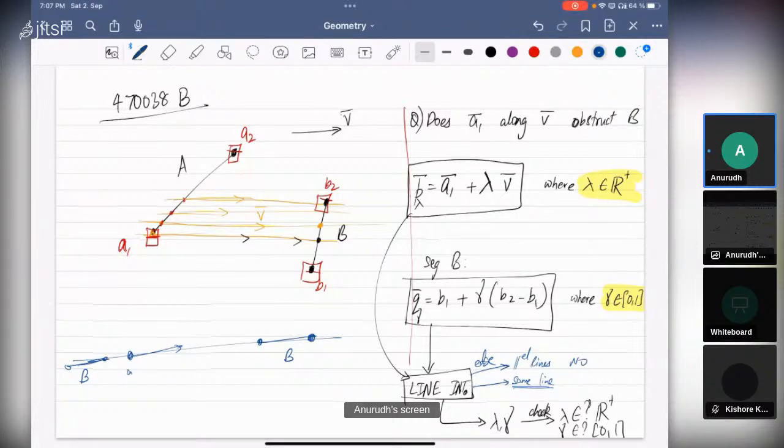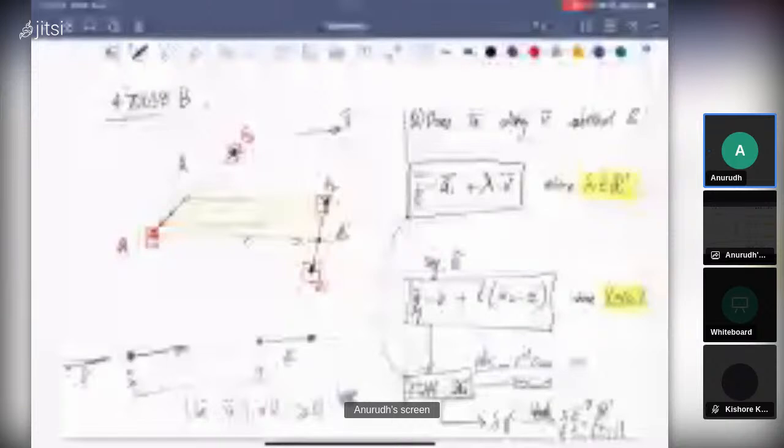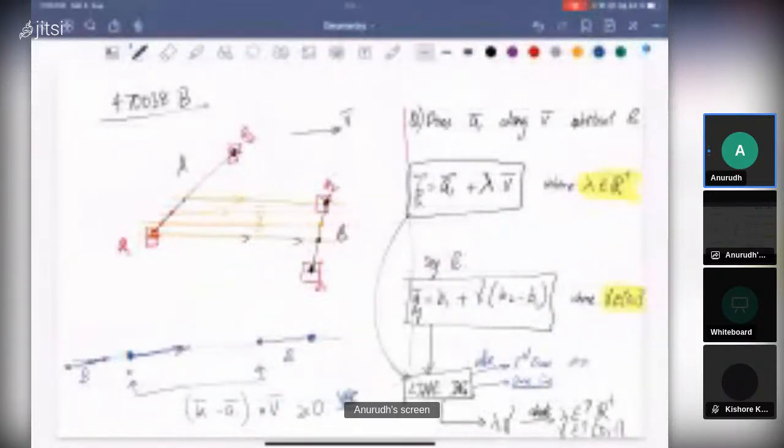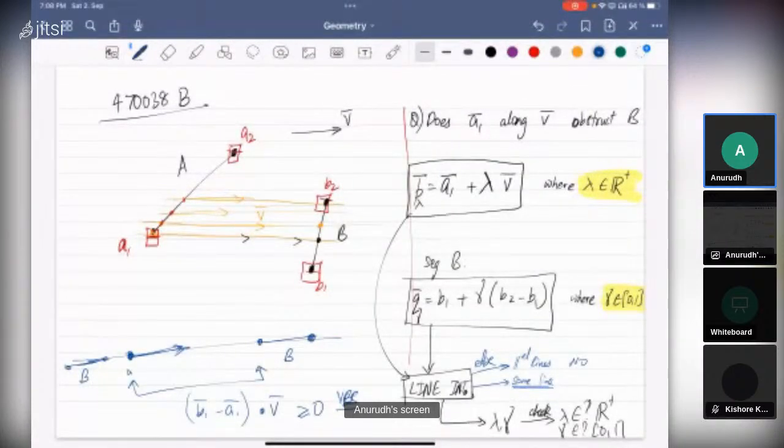But because this case is so simple to check, all you need to do is figure out where it lies. For instance, I know V goes in this direction, and I just compute this vector, B1 minus A. If I take the dot product with V and it's in the same direction, then it's positive, so it obstructs it. And if it's not positive, then it's behind, so it doesn't obstruct it. So you just check against both the endpoints of B by taking the dot product. For the same line, the sign of the dot product tells you whether it's in the direction or against the direction of the vector.